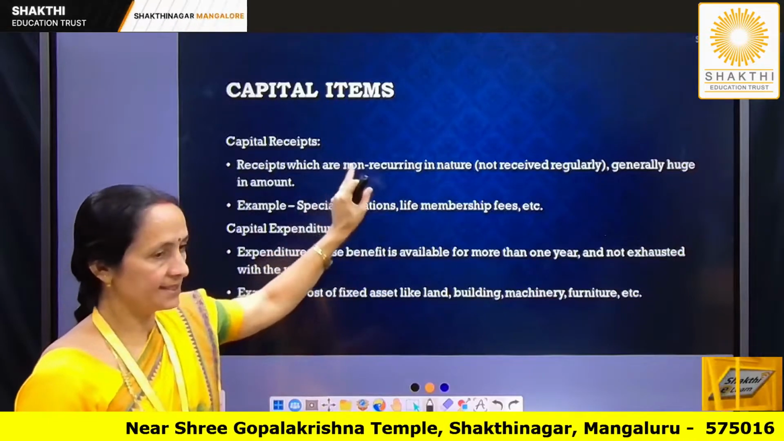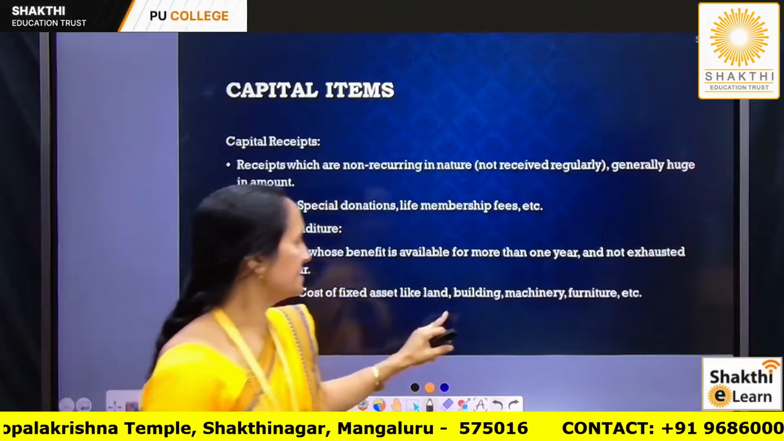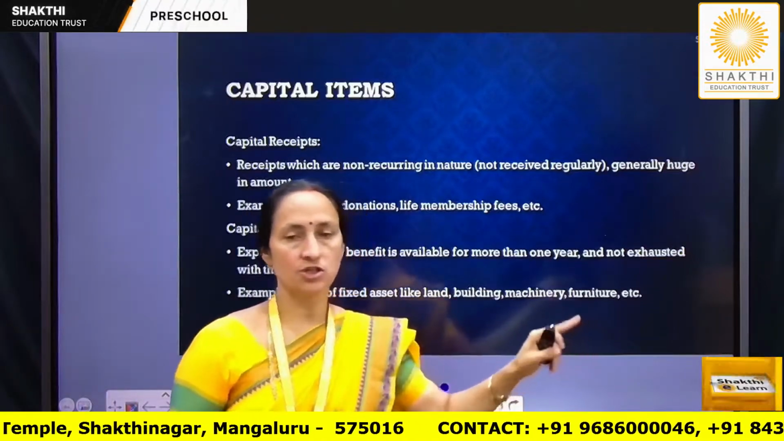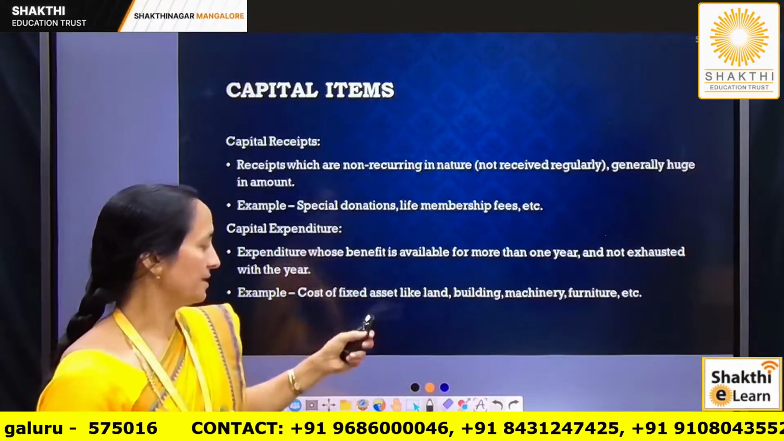So this is the liability side, and these are the asset side. For example, cost of fixed assets, land, building, machinery, furniture, investment, all these come under your capital expenditure.